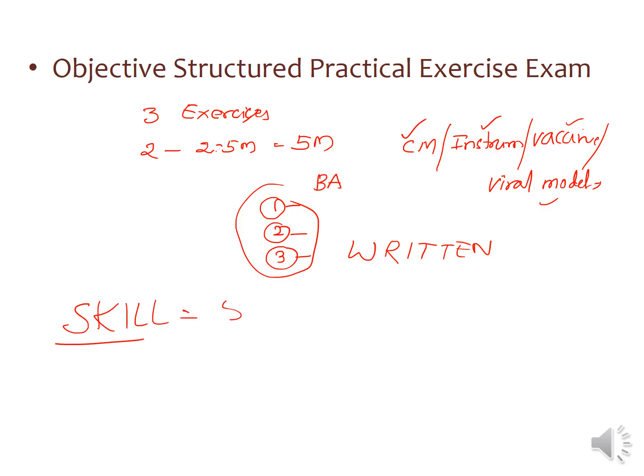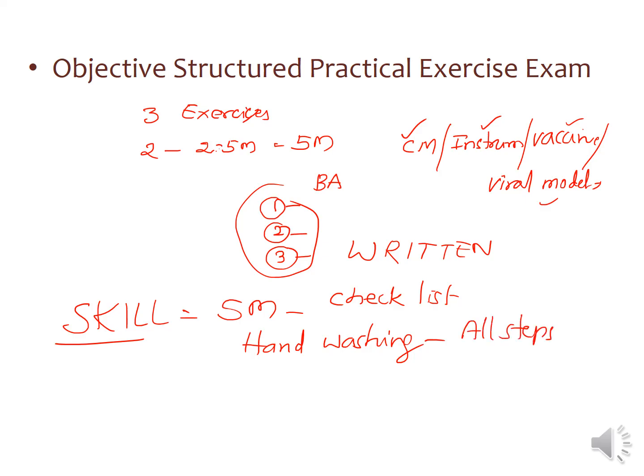One more is the skill exercise. It carries 5 marks, and the examiner will have a checklist, and according to the checklist you have to perform your skill. Say for example, hand washing. There are some steps in hand washing. If you miss a step, some marks will be deducted. If you perform all steps properly as mentioned, you will get 5 marks. Here there is no documentation and no interaction with your examiner, you just have to perform. The examiner will award marks.